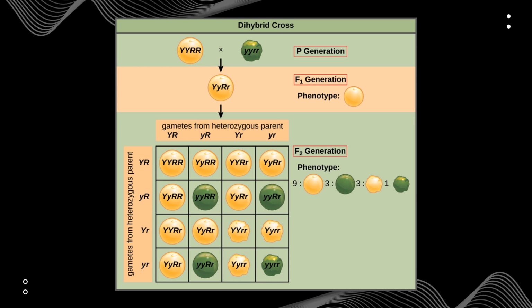So basically what we have here is a slightly more complicated Punnett square. Before, we had a Punnett square that only had one trait, which was the flower color. And what we have here is two different traits. So we have the shape and the color of the pea plant seeds.